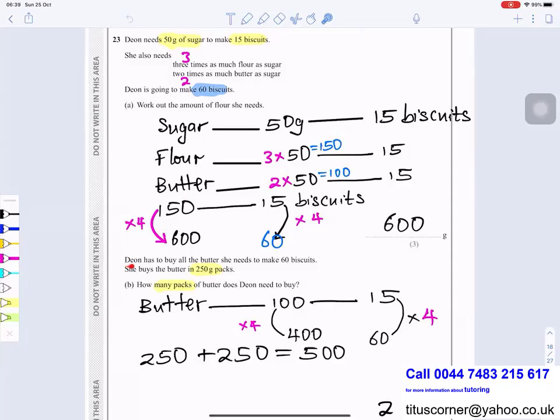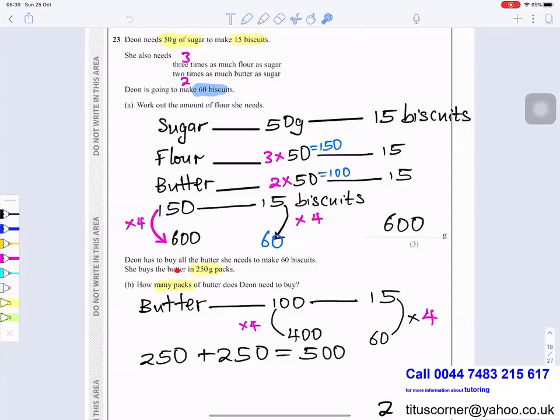Next part. Dion has to buy all the butter she needs to make 60 biscuits. She buys the butter in 250-gram packs. How many packs of butter does Dion need to buy? Butter, 100, to get 15 biscuits. If you multiply by 4, 100 times 4, it gives you 400. 15 times 4, it gives you 60.